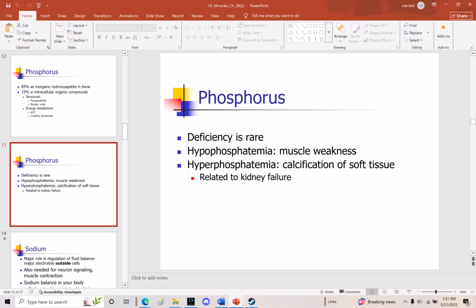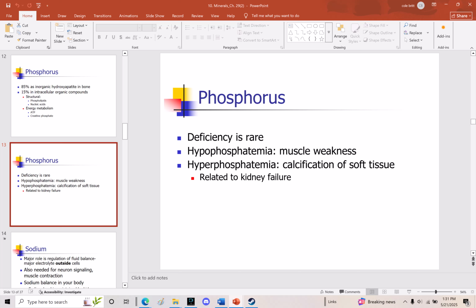If you have too much or too little: too little, hypophosphatemia, too little phosphorus, you're going to have muscle weakness related to that. But again, you don't really see it. It's super rare. Your body will also hold on to it.